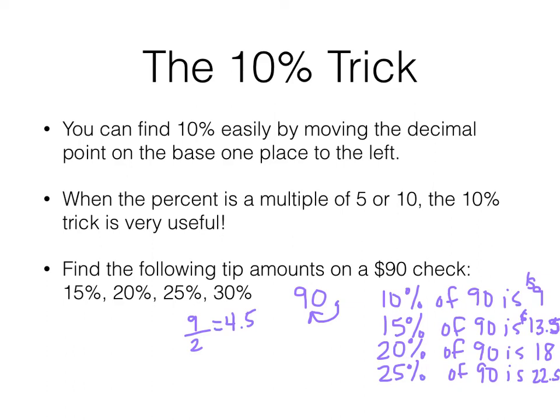I know I'm kind of running out of space here. And then 30% of 90, that's easy. If 10% is 9, then 30% would be 27. Okay, which would be a massive tip, by the way. 30% on a $90 check. So that's the 10% trick.